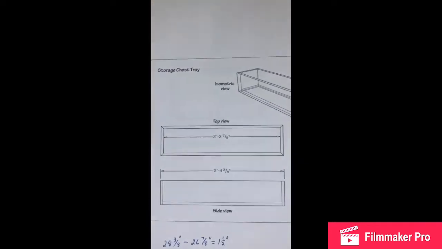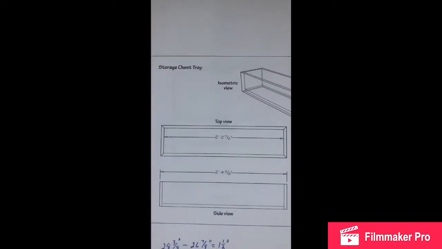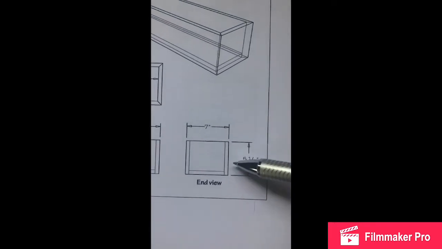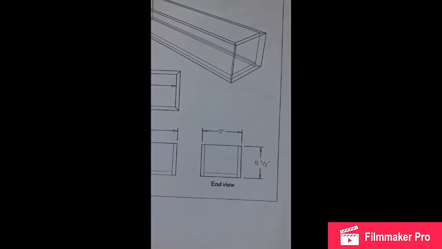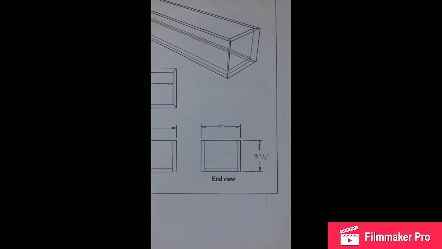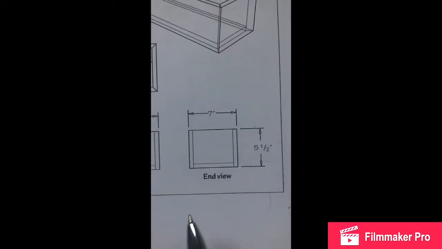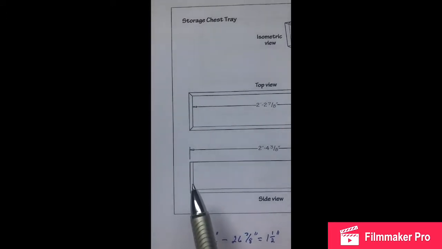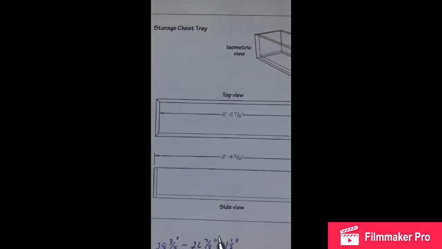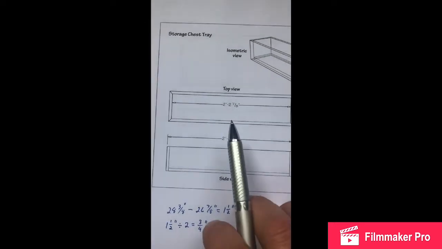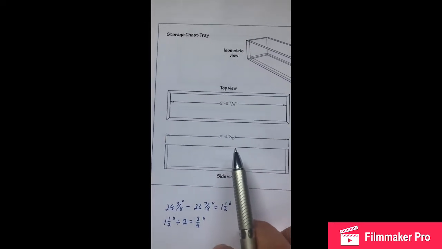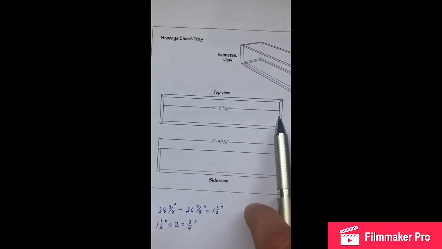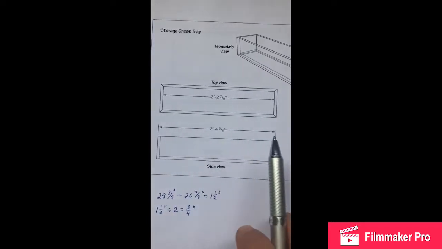Now here's a different print. This print does not indicate the thickness anywhere of the material. It does tell us here that this is 5.5 inches tall, so we can assume it's some type of 6-inch material. It does not give us the thickness anywhere on this print. We could assume it's half or 3/4, but we also have information here that we can use to decipher exactly what it is. So we have an inside measurement and we have an outside measurement.